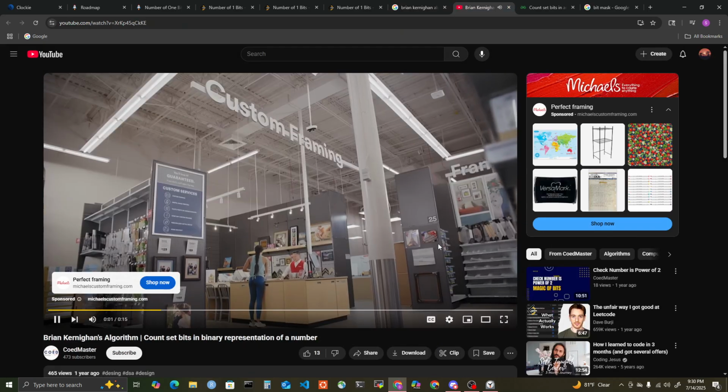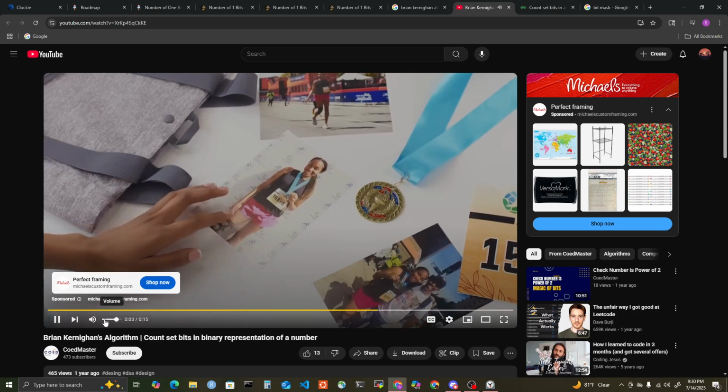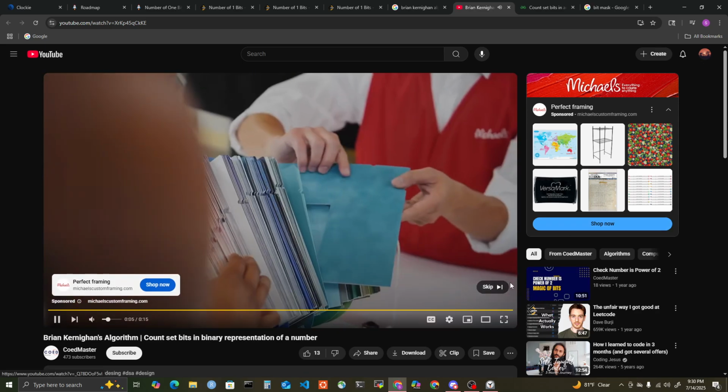You worked hard to cross that finish line. Now it's time to celebrate those memories. At Michaels, we help you preserve.